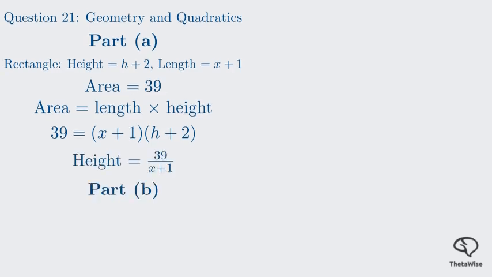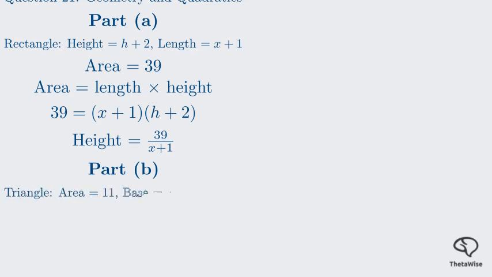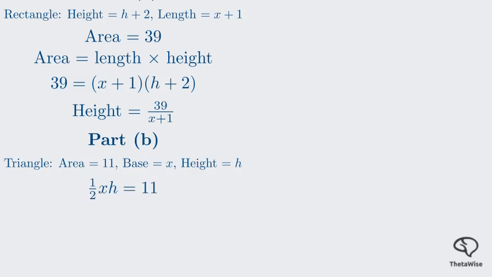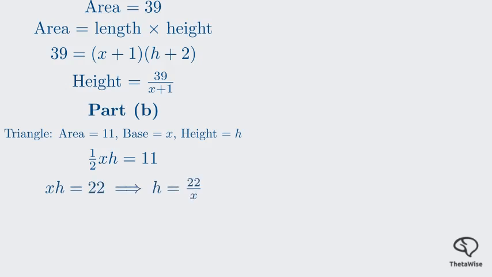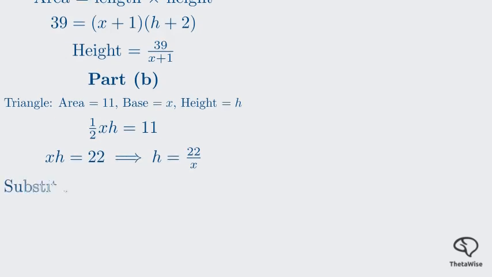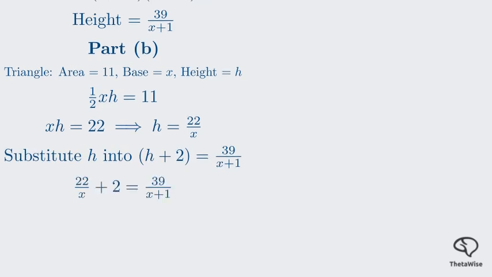Part b. Show that 2x squared minus 15x plus 22 equals 0. Now we look at the triangle. Its area is 11, base is x, and height is h. Area equals 1/2 times x times h, which equals 11. This simplifies to xh equals 22, so h equals 22 over x. From part a, we know h plus 2 equals 39 over (x plus 1). Let's substitute h. 22 over x plus 2 equals 39 over (x plus 1).